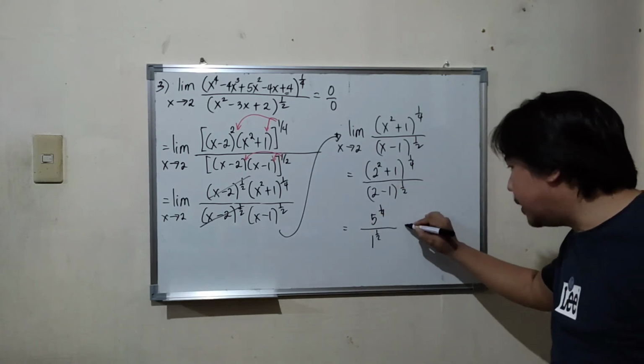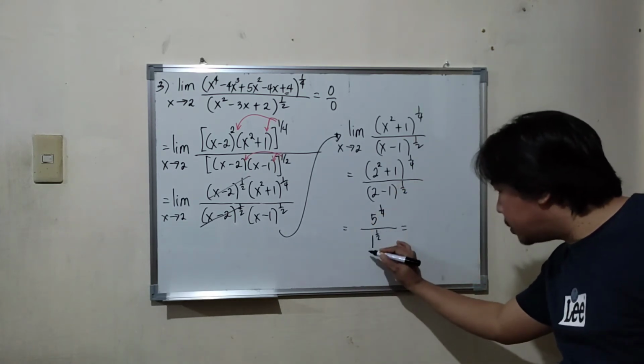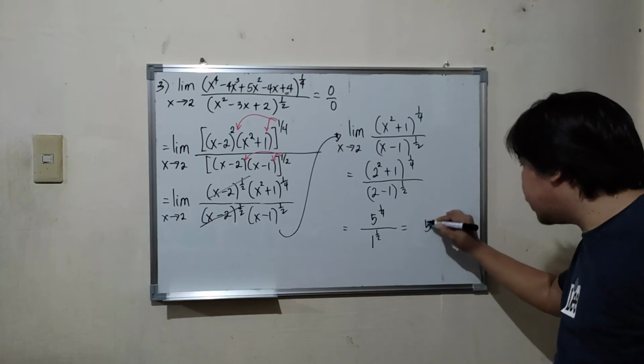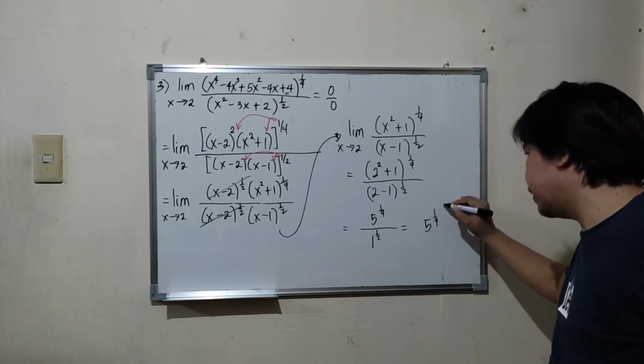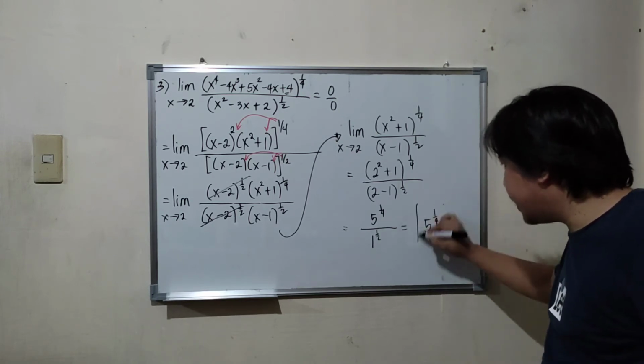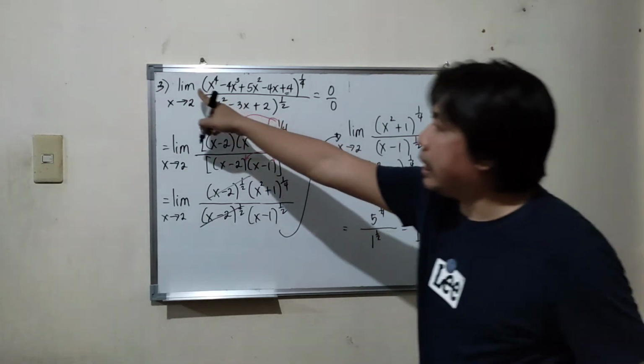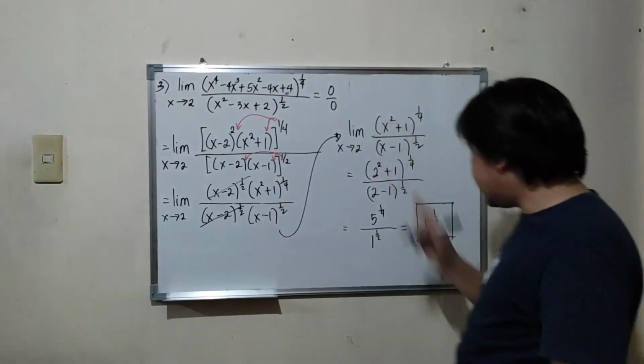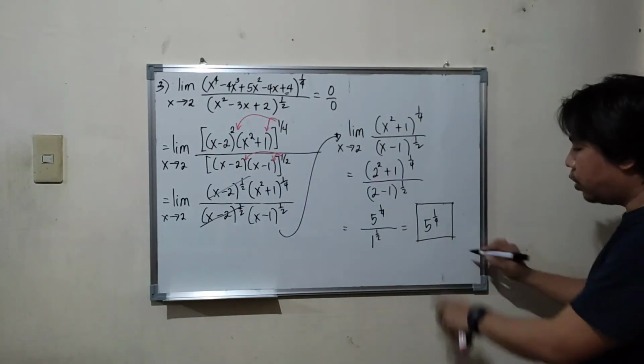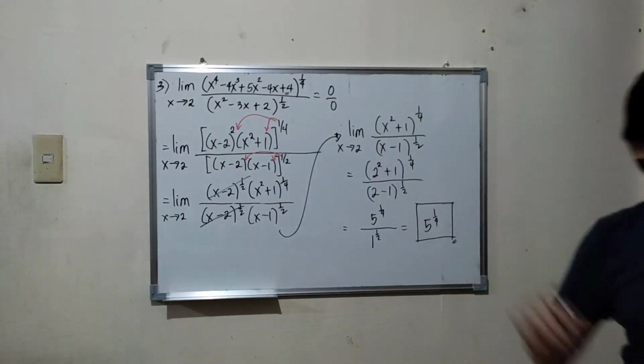So therefore, since it is just 1, the final answer is 5 raised to 1/4. Or if we write that in radical form, that is the 4th root of 5. So therefore, the limit of this expression is equal to 5 raised to 1/4. Okay?